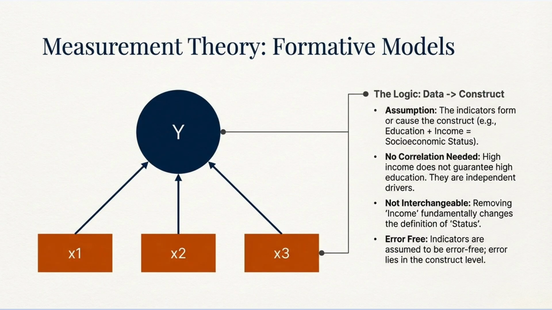In formative models, the logic is reversed. Indicators come together to form the construct. Here, the construct does not exist independently of its indicators. Consider digital literacy. It may be formed by skills in word processing, data analysis, online communication, and cybersecurity awareness. These indicators do not need to be correlated.